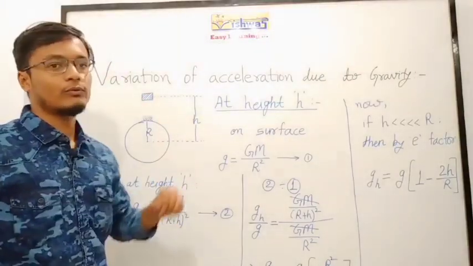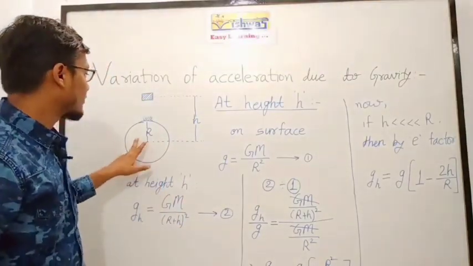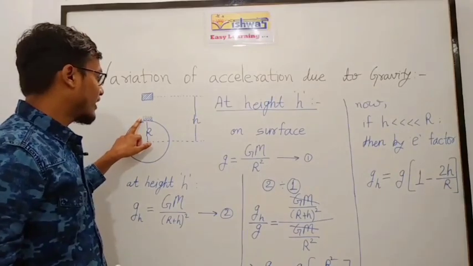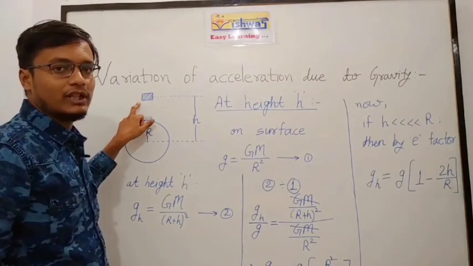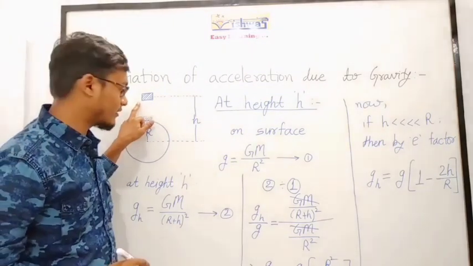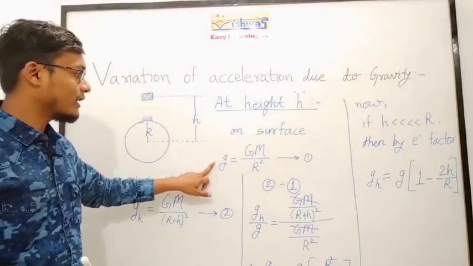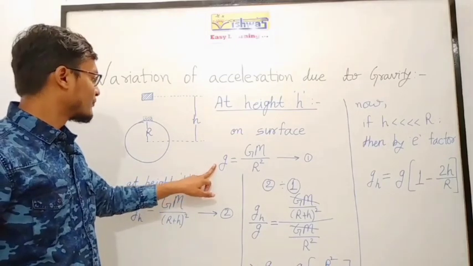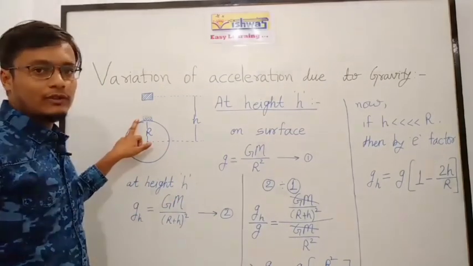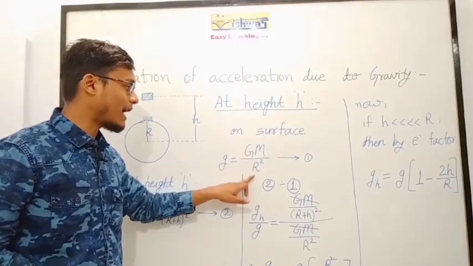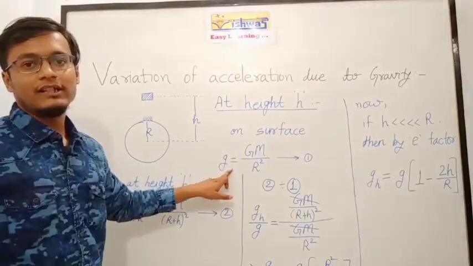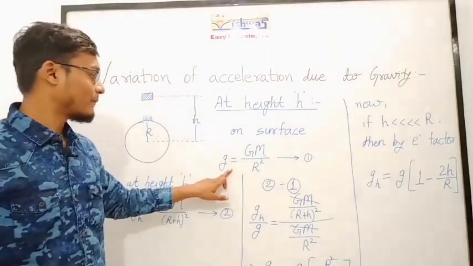For this we have to take two conditions. First one, we have to take the object on the earth's surface, and in the second condition we have to take the object at the height h. So in the first condition our object is on the surface of the earth, so our g is equal to capital G capital M by r square. We have seen this expression in the previous session.